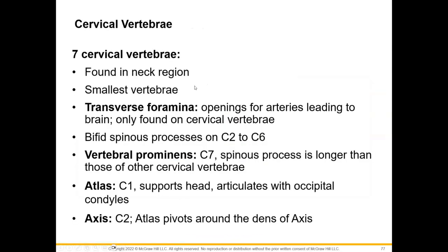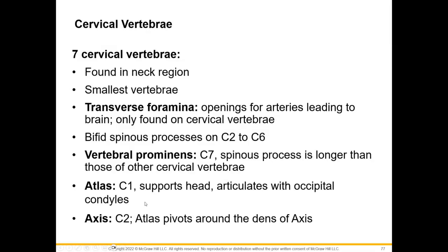Okay, the 7 cervical vertebrae are found in the neck region. They're the smallest vertebrae. The transverse foramina, these are openings for the arteries leading to the brain. These are only found in the cervical vertebrae, and I'll show you a picture here in a minute. Also, one way you know it's a cervical vertebra is they have bifid spinous processes, so they divide into 2 little prominent parts. Then the vertebral prominence, C7, that's the spinous process that's longer than those of the other cervical vertebrae.